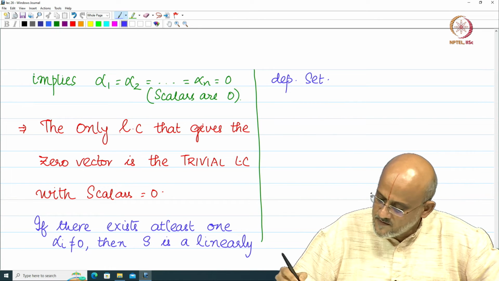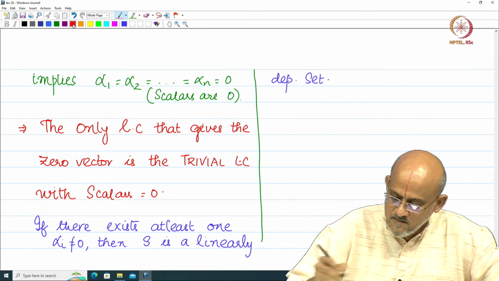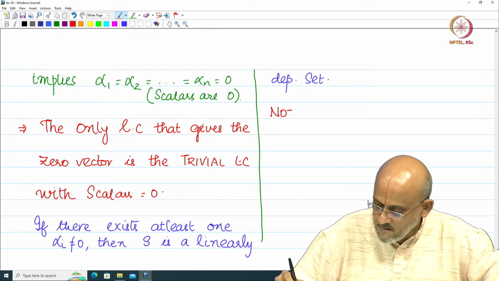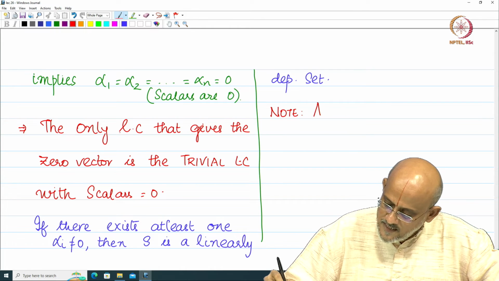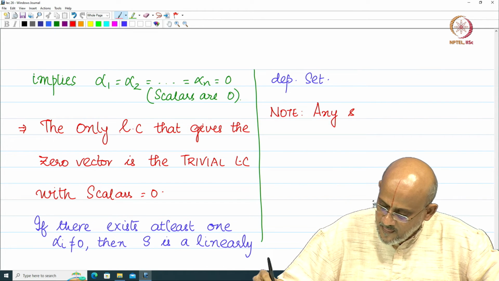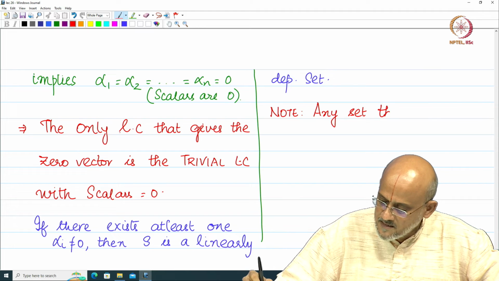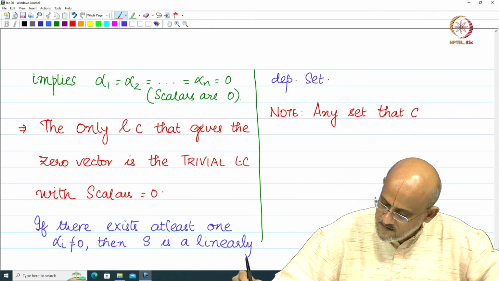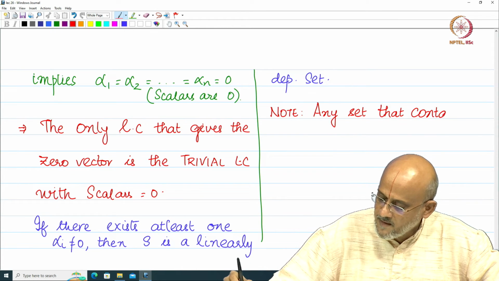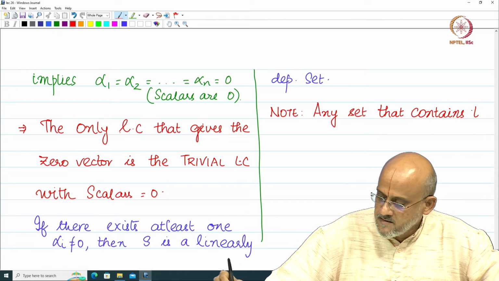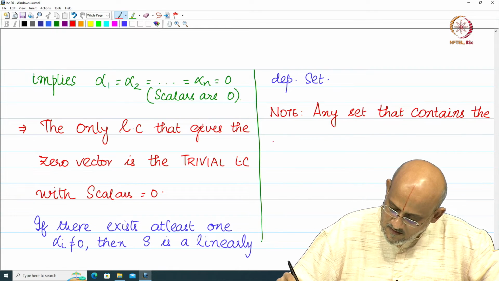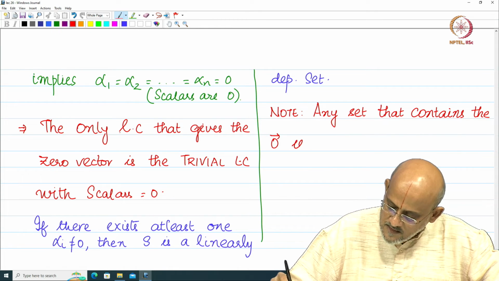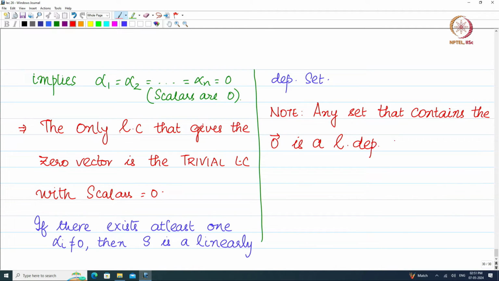Therefore, let us make this comment. Note, any set that contains the 0 vector is a linearly dependent set. Is that okay? It is a linearly dependent set.